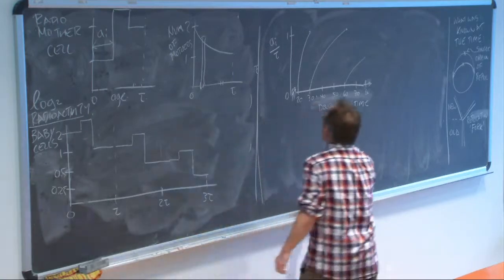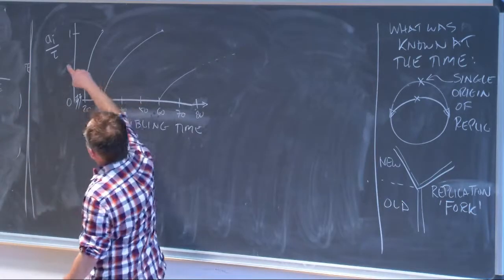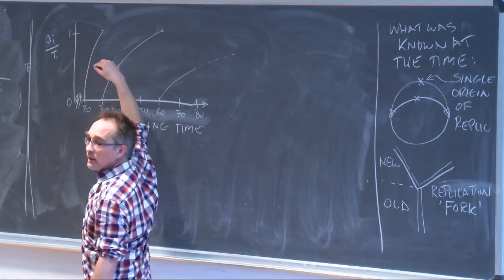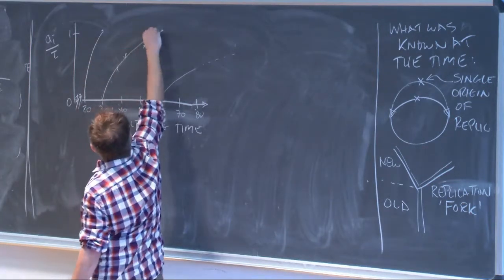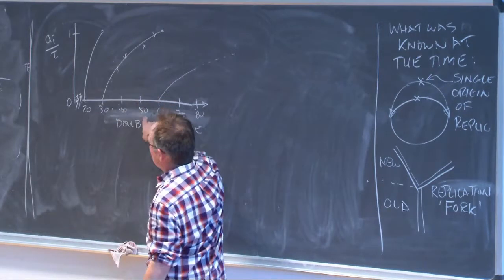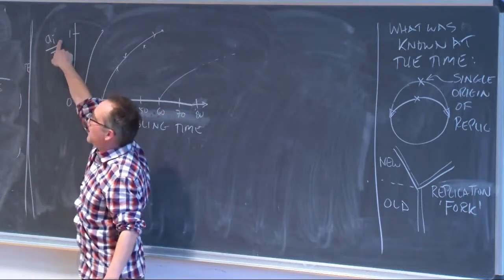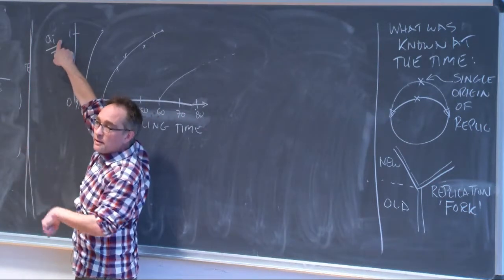And then he plots the age of initiation divided by the growth rate, and he gets some number between 0 and 1. And he does that for all these different growth rates. So this he can change by changing the nutrient that the cells are growing in. This he measures from this radioactivity jump.